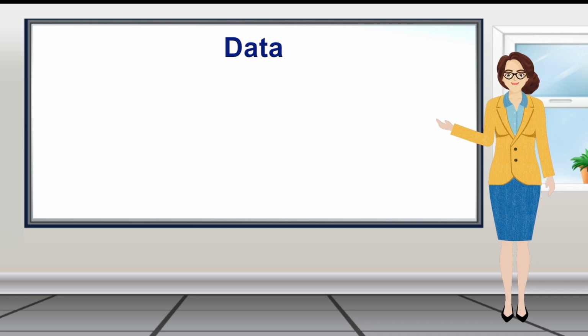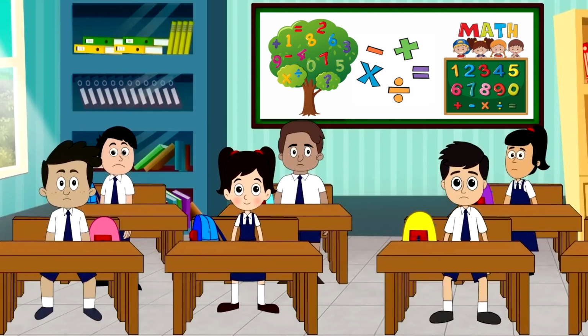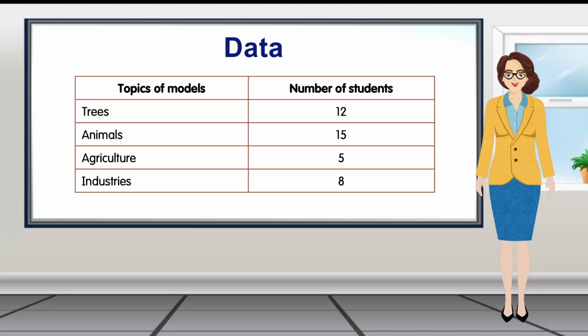The tabular form of representing data is the easiest way to represent data and put it in a table. Look at the given table. This table shows the number of students who made and exhibited models on different topics during a science exhibition. From the table, we can observe that students have made the models on 4 different topics. Students observe the given table and answer the following questions.